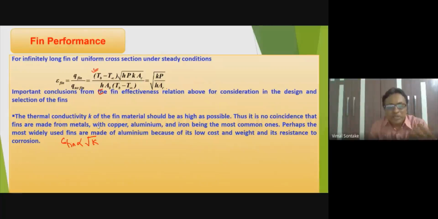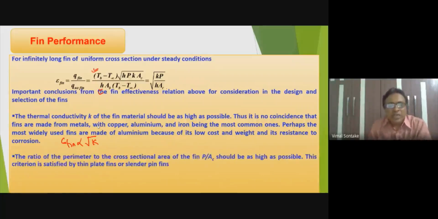But since copper is a costly material and heavier, as is steel, generally fins are made up of aluminum because of its cost, good value of thermal conductivity and weight, and also its ability not to get rusted in the moisture environment. So the first criterion to select is thermal conductivity. The more the thermal conductivity, the more the effectiveness.